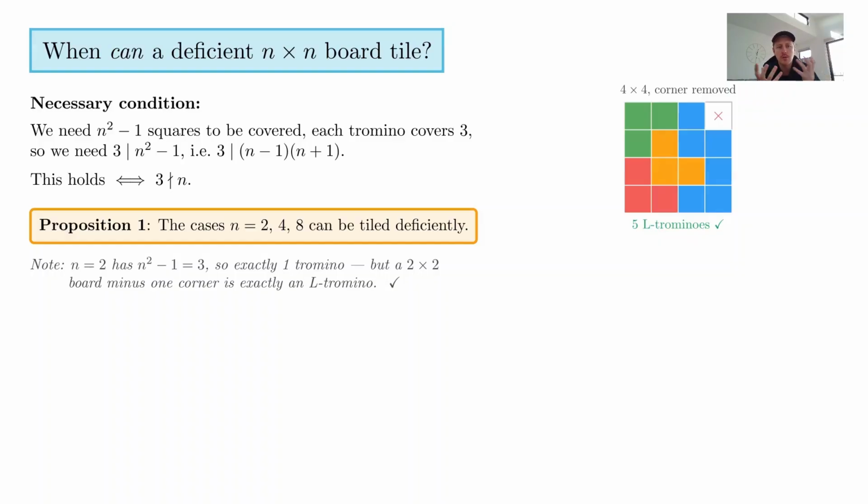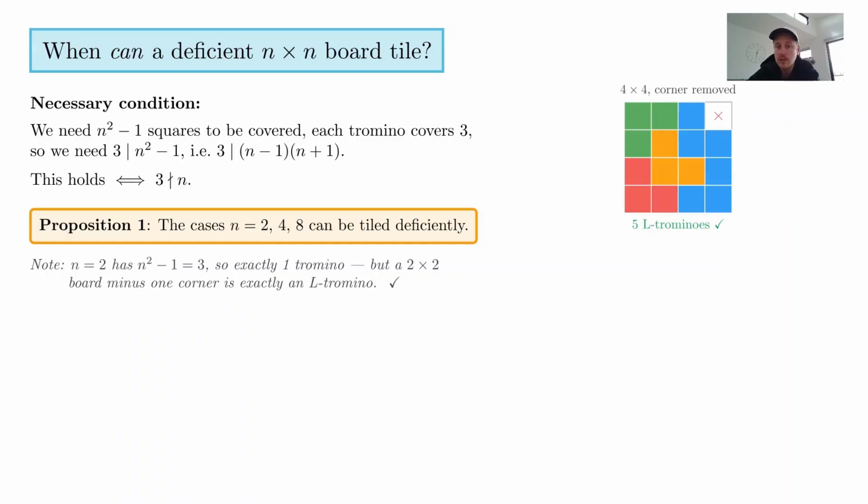So here we go. Let's talk about when a deficient n by n board can tile. This is obviously a condition we have to have, right? For it to be tiled deficiently, which means 1 square missing, we need n squared minus 1 squares to be covered. So let's think of an example. If n was 7, so 7 by 7, 7 squared is 49, minus 1 is 48. 48 is divisible by 3. So it's in the realm of possibility that it could be tiled deficiently with L-Trominoes. And so we can say that we need n squared minus 1 to be divisible by 3.